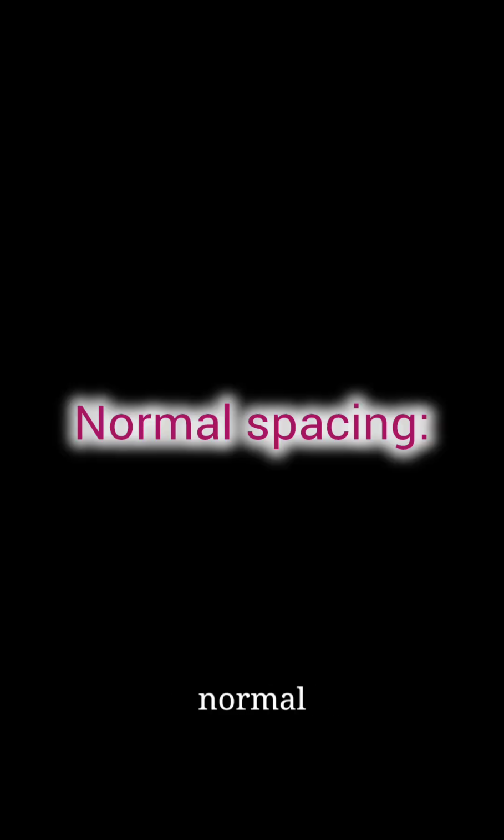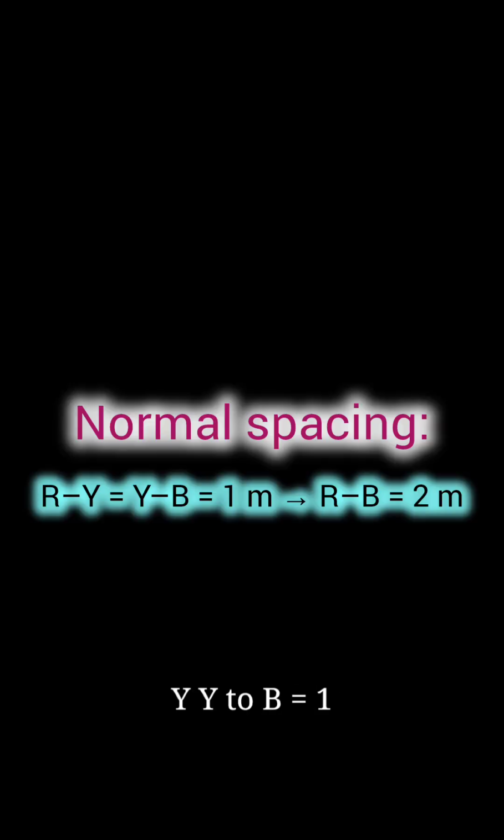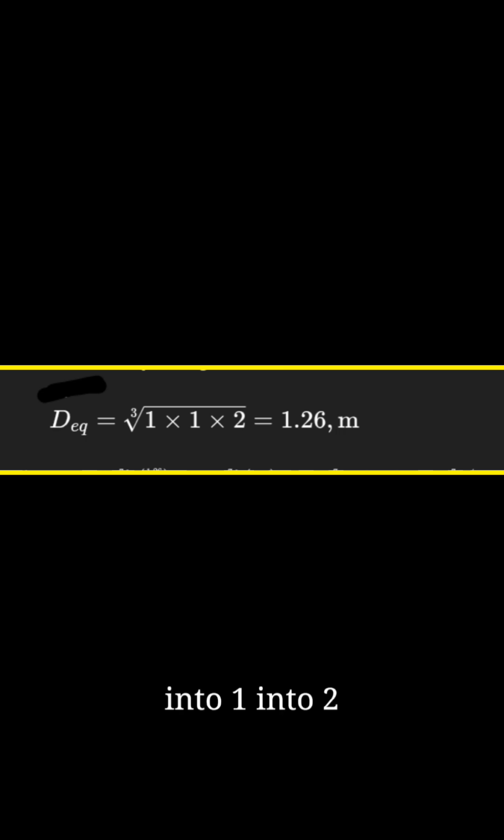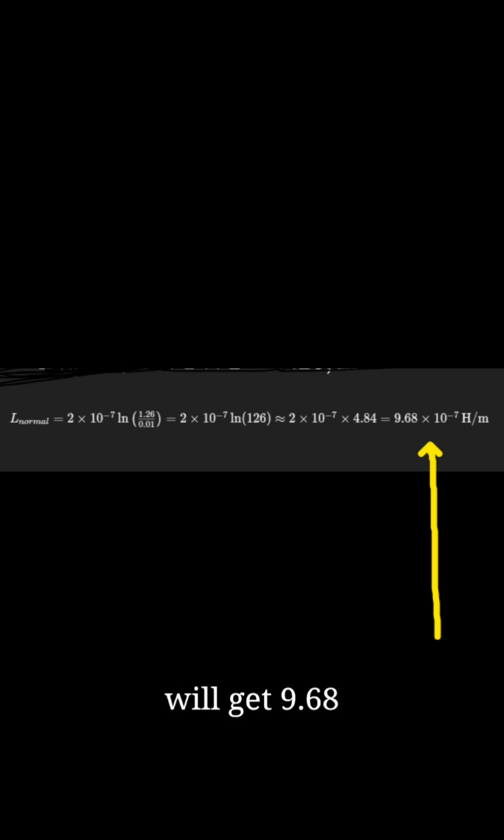Example, in case of the normal spacing, R to Y is equal to Y to B is equal to 1 meter and R to B is equal to 2 meter. These are the three live wires or phase wires R, Y and B connection. So D equivalent is equal to cube root of 1 into 1 into 2, which is 1.26 meter. Let's now calculate the inductance, which is the normal inductance. Using the same formula, we will get 9.68 into 10 to the power of minus 7 Henry per meter.